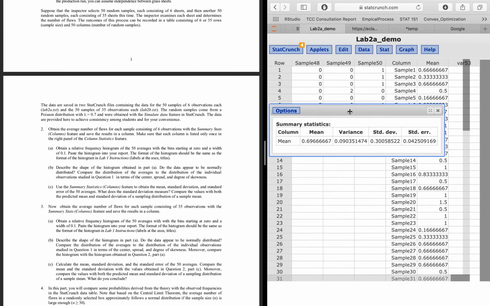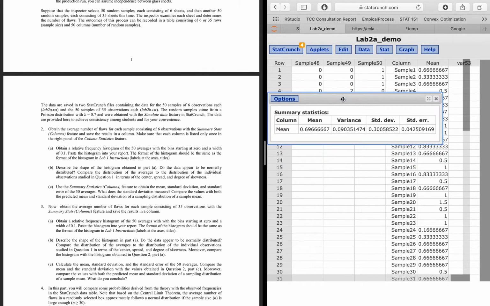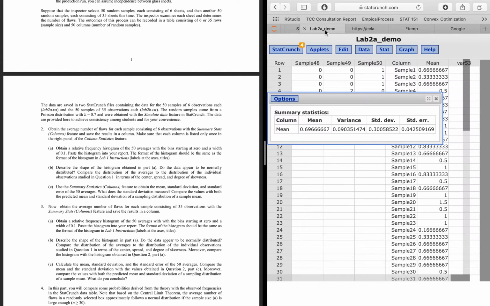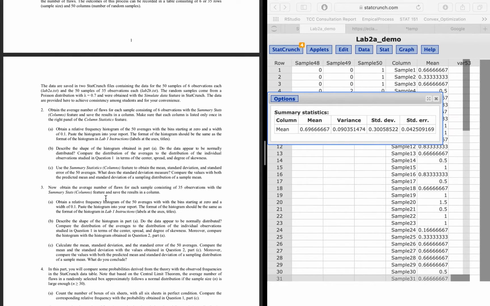Based on this, I have a mean of 0.696, which is very close to 0.7. The standard deviation is 0.30, and based on the formula, I have 0.34. That's pretty close, not too far. So yeah, that's question 2.